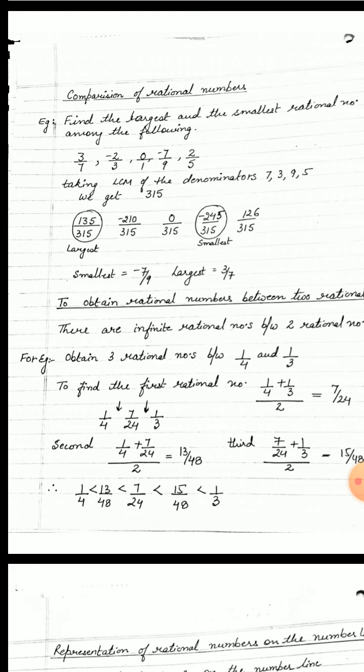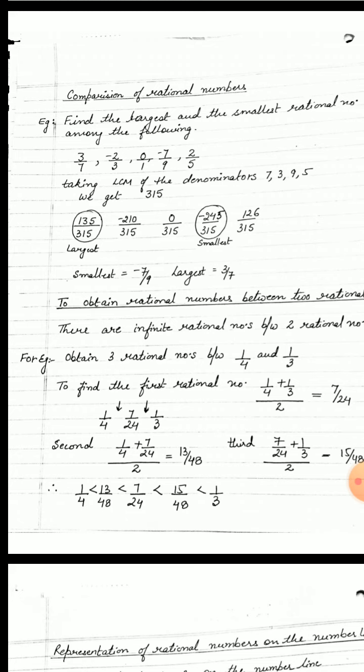Now, among these rational numbers, if I wish to find the largest and the smallest rational number, what we can do is take the LCM of the denominators, that is 7, 3, 9 and 5. So we get it as 315. Now equating the denominators, we can change each rational number.